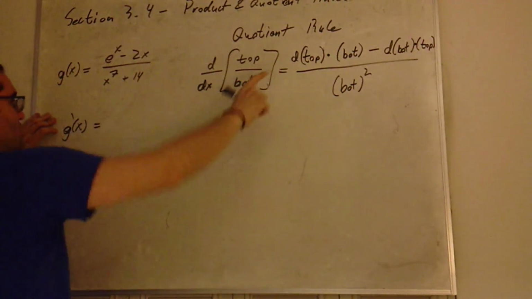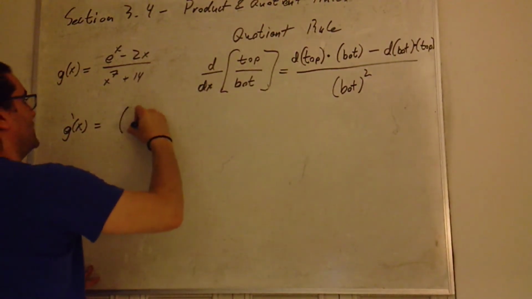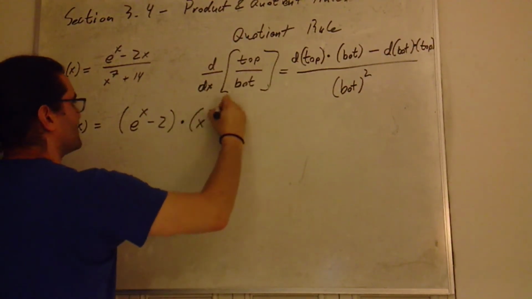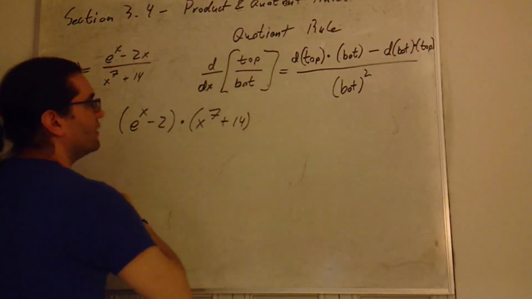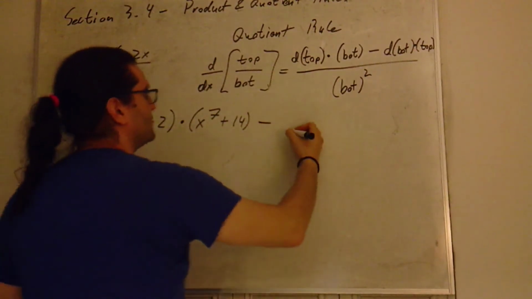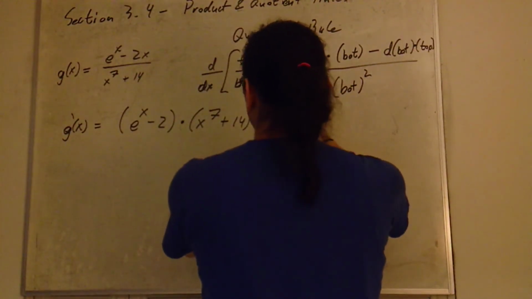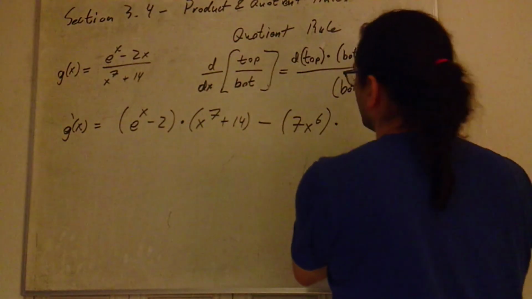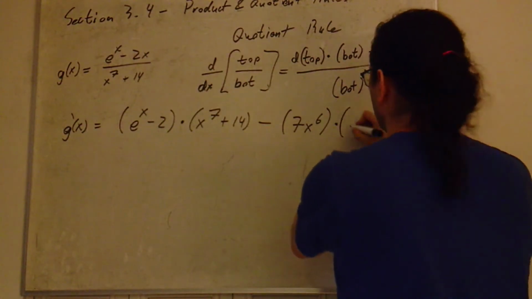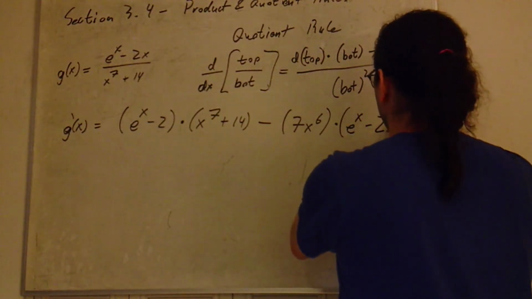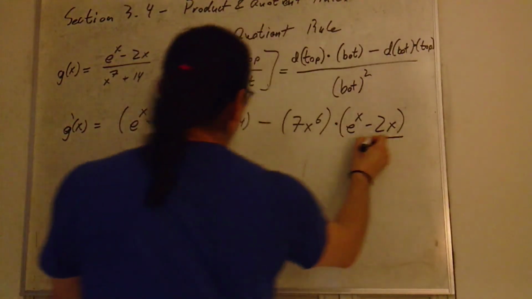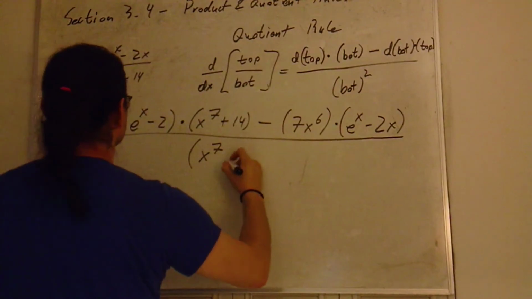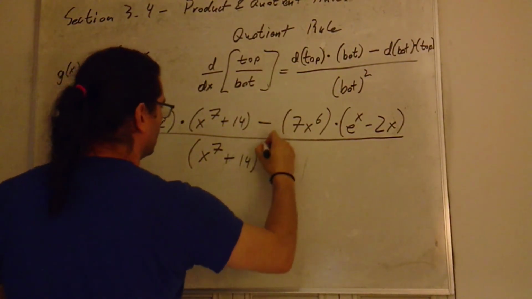So I'm going to take the derivative of the top, that should be e to the x minus 2, and then multiply that by the bottom, x to the 7th plus 14. I'm going to subtract the derivative of the bottom, which should be 7x to the 6th, multiplied by the original top, which is e to the x minus 2x. And then I'm going to divide all of this by the bottom, x to the 7th plus 14, squared.